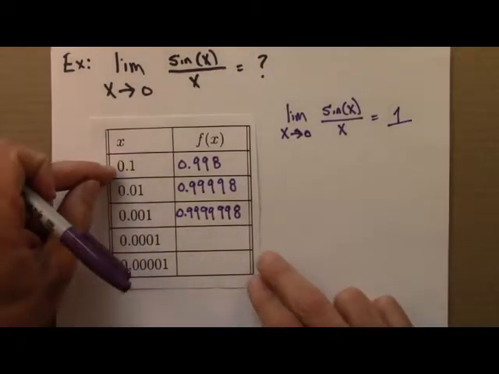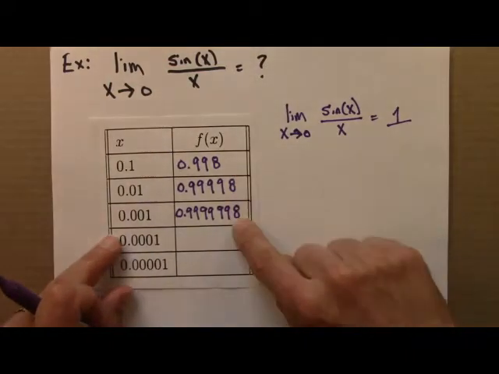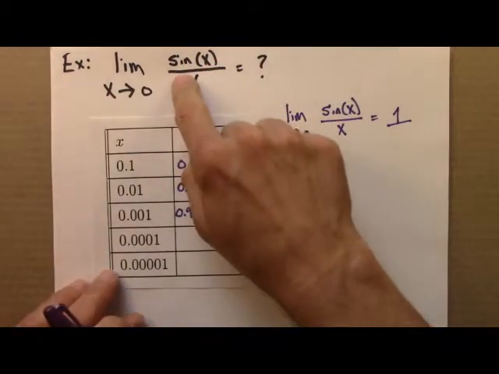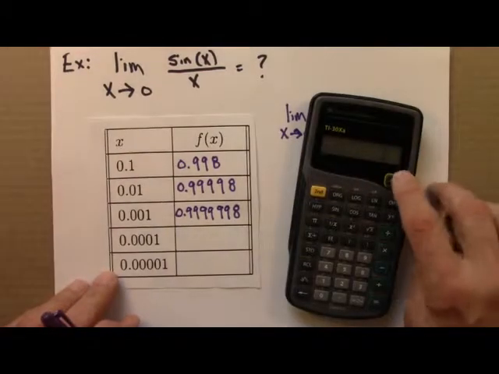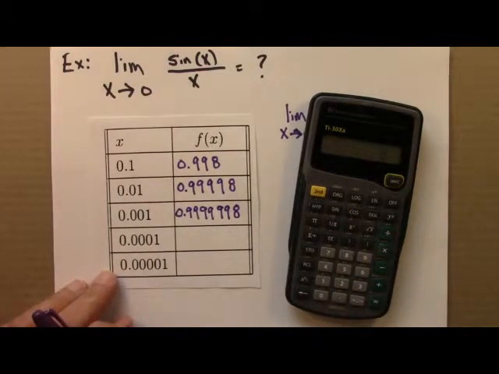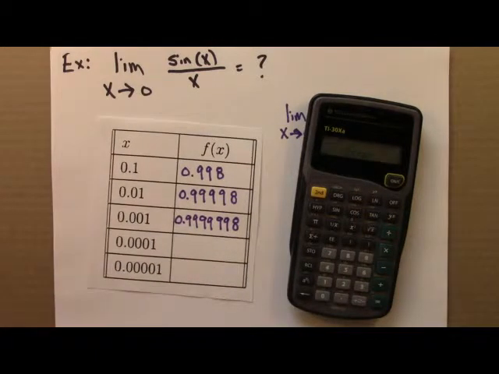Because as x gets closer and closer to 0, f of x is getting closer and closer to 1. And note, by the way, that you can't just plug in x equals 0 to this function, sine x over x, because you're dividing by 0, and your calculator will refuse you if you try that. Sine of 0 is 0, that's fine, but if you take 0 and divide it by 0, your calculator will tell you that's an error, so you're out of luck.